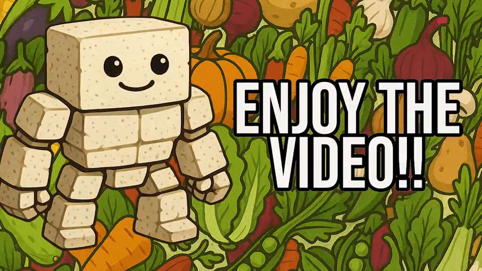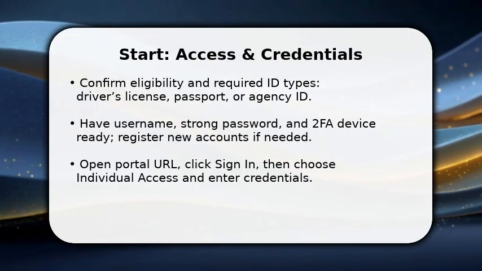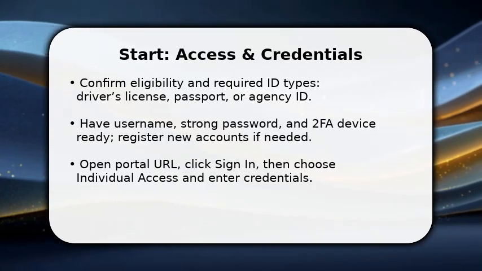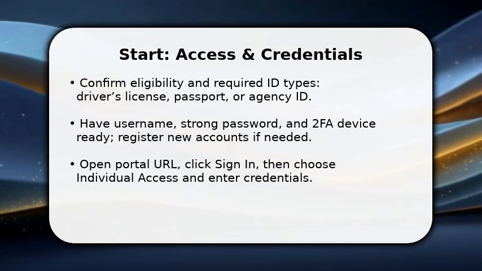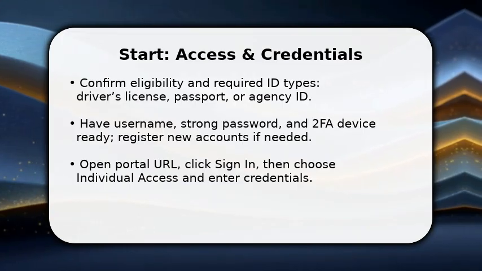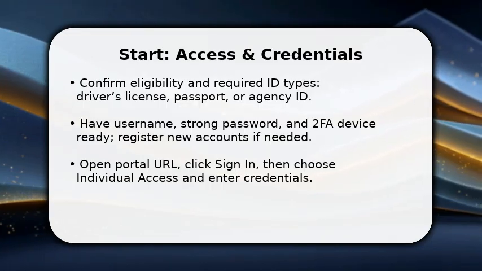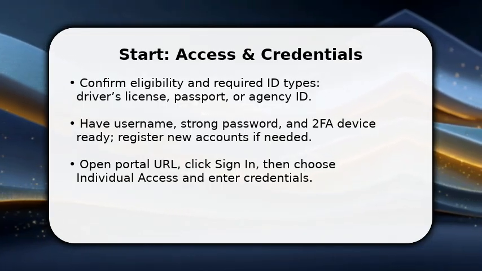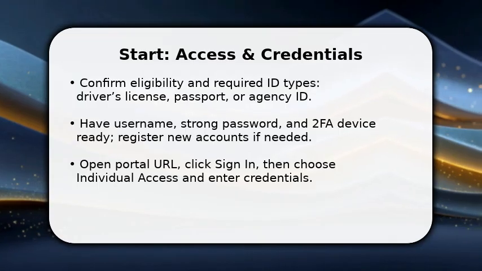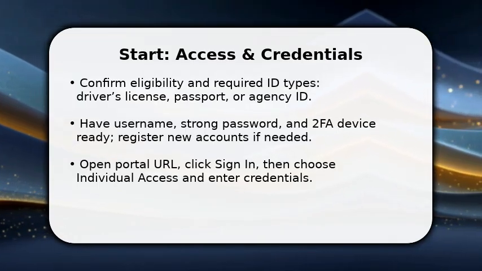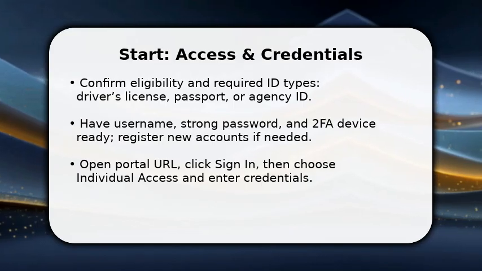Please enjoy the video. You begin by confirming eligibility and gathering ID because the portal verifies identity before granting functions. Once you have your username and a strong password, enable two-factor authentication. This prevents unauthorized changes. Open the Access portal, select Individual Access, and enter credentials exactly as issued, case matters.